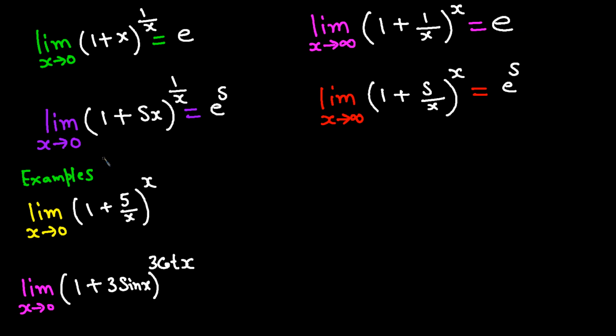Okay, and then we got this, where x is multiplied by any number. It can be any number. So (1 plus s x) raised to power 1 over x, where x approaches 0, is going to be e raised to power s, and when the limit as x approaches infinity of (1 plus s over x) raised to power x, then it is e raised to power s.